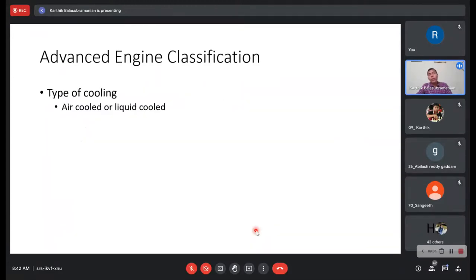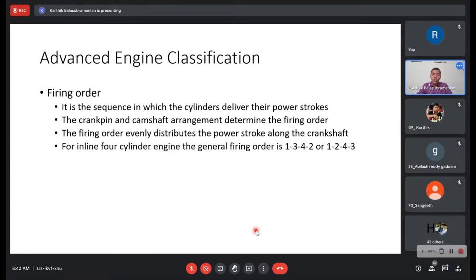For type of cooling, you can have either air cooled or liquid cooled. Then if you go by the firing order, we have the sequence in which cylinders deliver the power strokes. For an inline four-cylinder engine, the general firing order is 1, 3, 4, and 2, or 1, 2, 4, and 3. It's never 1, 2, 3, 4. It will never be in that order because you will have a power impulse imbalance on the crankshaft, right?